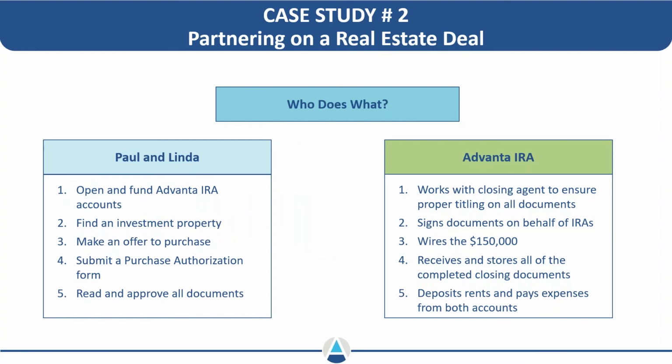So who does what? Paul and Linda need to open and fund their IRA account. So they open it, they elect to have everything moved over from their other IRA custodian, and then they make the offer to purchase the property, submit the Advanta IRA paperwork, and read and approve all documents. Advanta is going to work with the closing agent to ensure proper titling on all documents, that we sign everything correctly on behalf of the IRAs, that the funds are wired out in the correct manner, and then receive and store all the completed closing documents after closing.